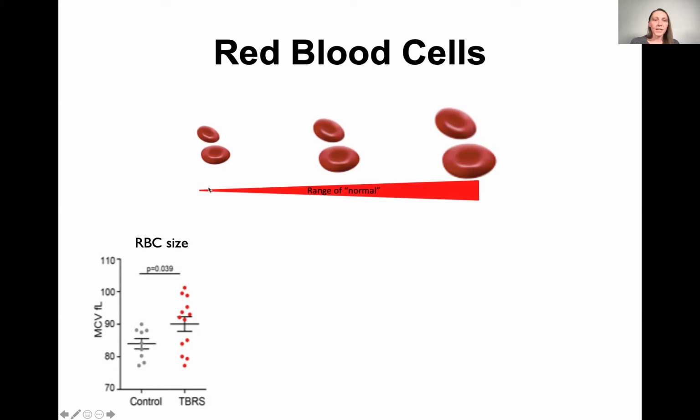Now, let's say that this is sort of the range of normal that the test has established, down here being a smaller but normal size red blood cell, and up here being a larger but still within the normal range red blood cell. The siblings and the other individuals without TBRS tended to cluster right around the middle of that normal range. You can see that here. Whereas our individuals with TBRS sort of shifted. They were on the upper end of that normal range, with just a few sort of touching on right at the edge of that normal value.